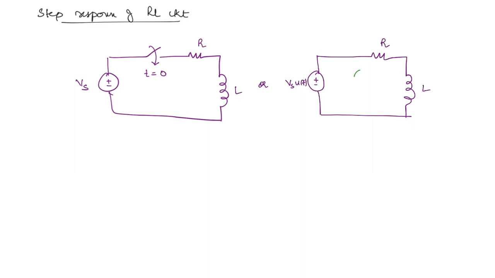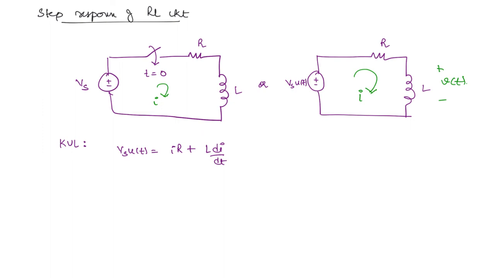Now let us take the current flowing to be I, so that we can apply the KVL. So applying KVL, you are going to get Vs u of t is equal to IR plus voltage across inductor, you can write as L di by dt. But what is the polarity of voltage? Polarity should be like this, positive here, current should flow into the positive terminal. Then V of t is equal to plus L di by dt.